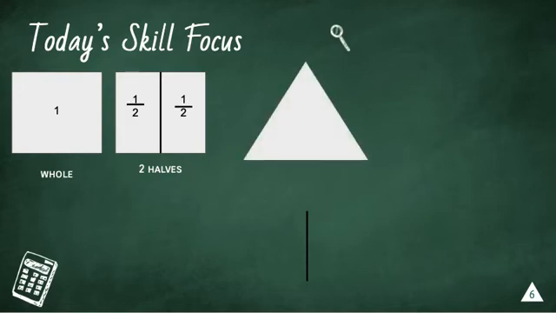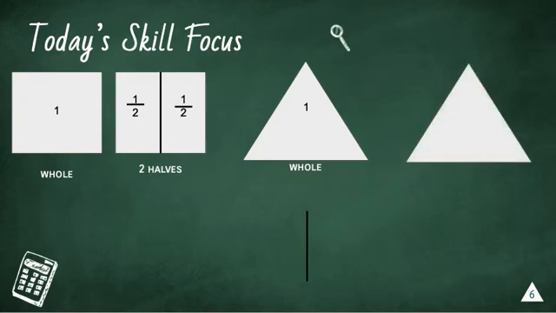How about this triangle? Right now, this triangle is a whole. I have one whole. Let's say I want to split this triangle in half. How could I do that? I could draw a line down the center, so I have 2 equal parts. Now I have 2 halves of the triangle.